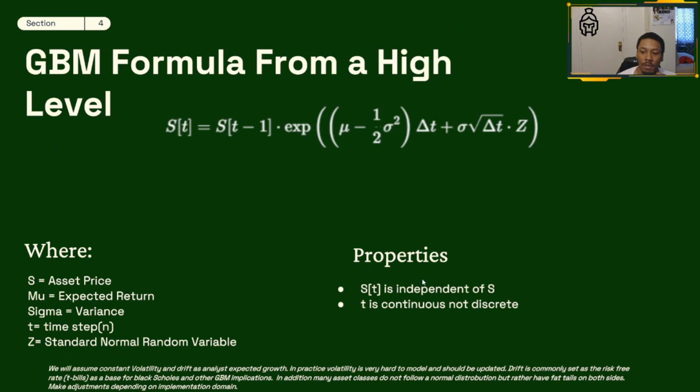Some of the properties of this formula is that S of T is going to be independent of S of T at the last time step. So every stock price is independent of what had come before. And then T is continuous and non-discrete.